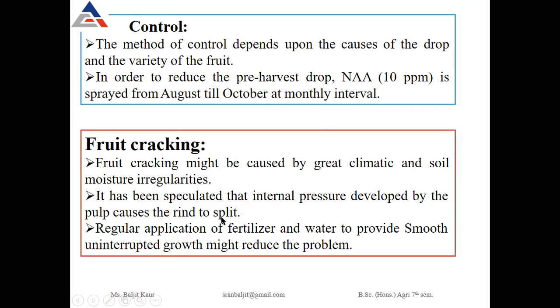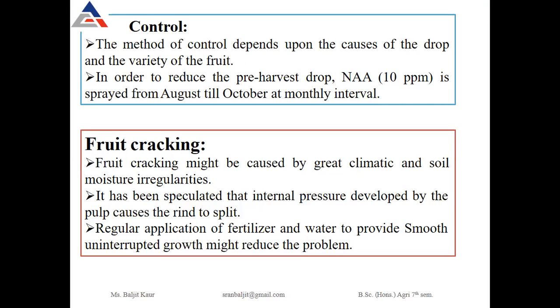Next is fruit cracking. So fruit cracking is caused by climatic and soil moisture irregularities, right? So if there are climate changes and soil moisture irregularities, then fruit cracking may occur. It has been speculated that internal pressure developed by the pulp causes the rind to split, right? So there is some internal pressure that may cause the rind to split.